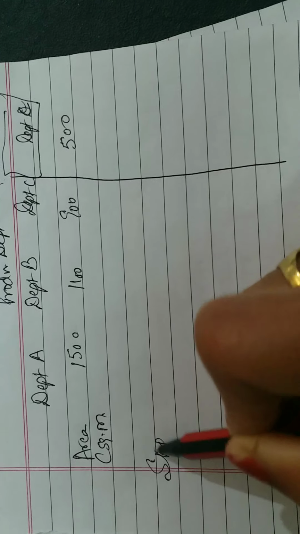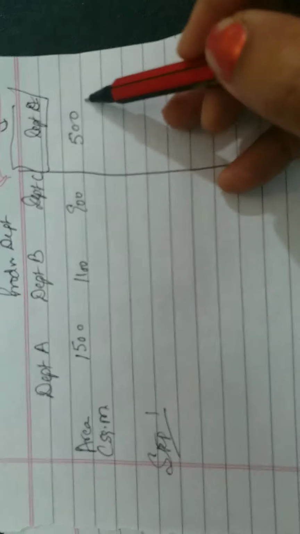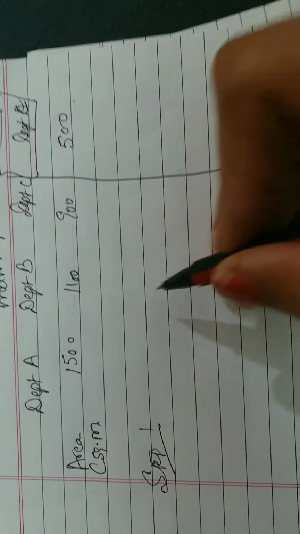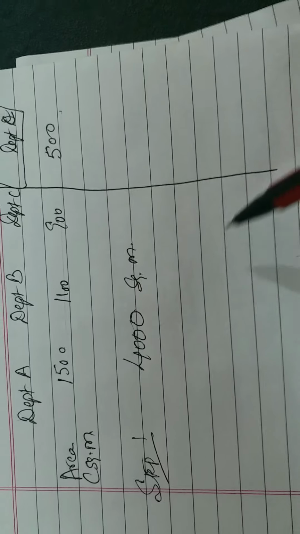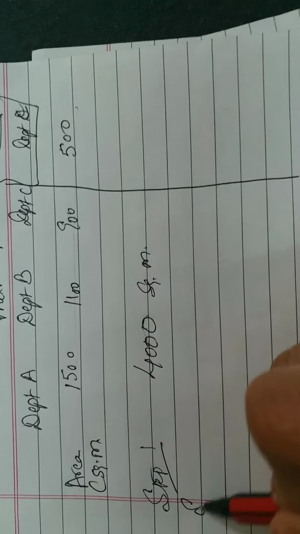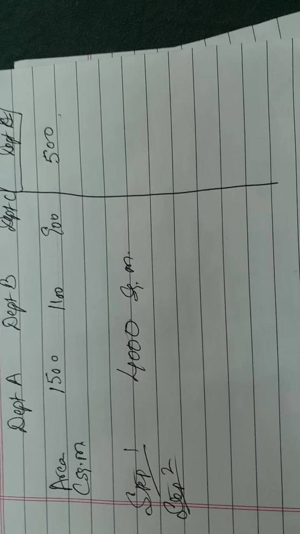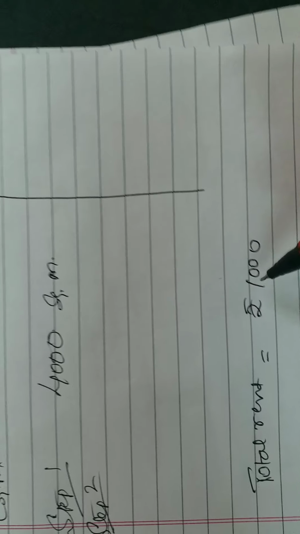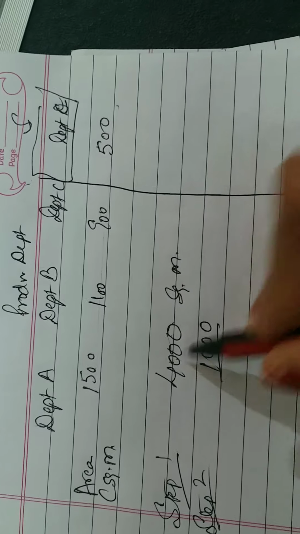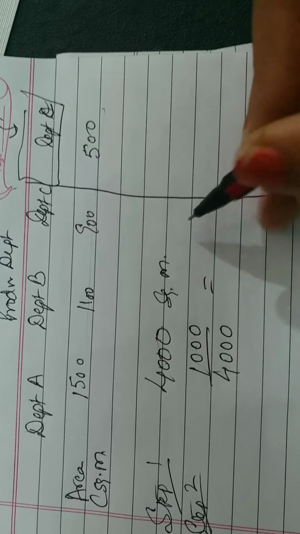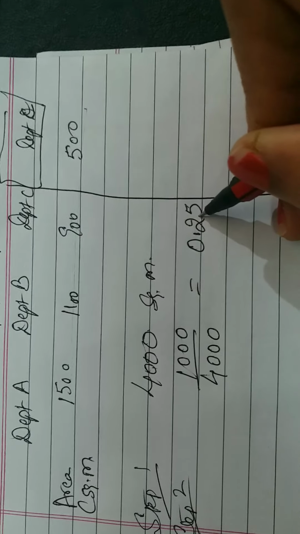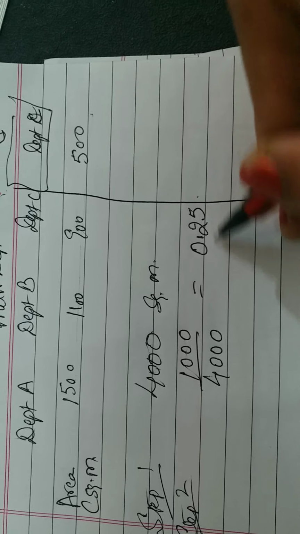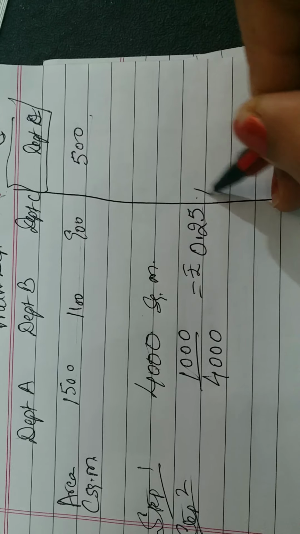So what is the thing? Step 1, I told you, what should I do? I should total this up. Total all. So when I total, it comes out to be 4000 square meters. And step 2, what do we have to do? Divide the rent, the cost which I have to apportion, 1000, by step 1. We will be getting that the answer is 0.25, so this is 25 paisa. So rupees 0.25 per square meter.